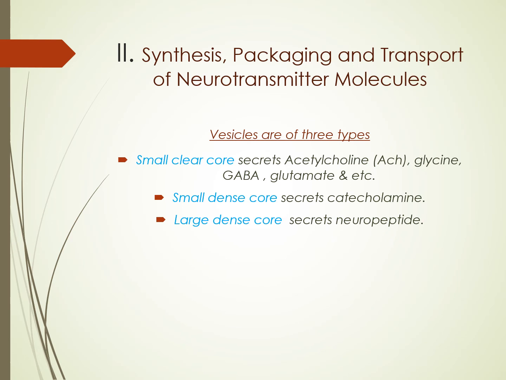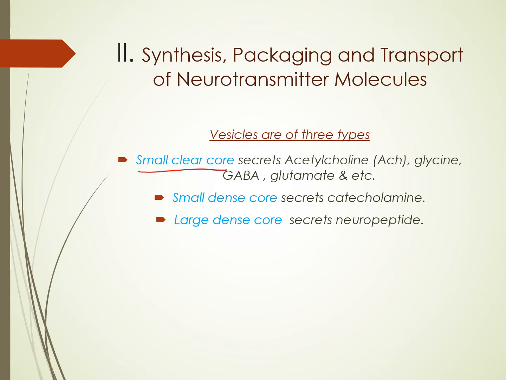In the second phase, we are going into the synthesis, packaging and transport of neurotransmitter molecules. Here the vesicles are of three types. One is the small clear core. Second one is the small dense core and third one is the large dense core. So from small clear core, acetylcholine, glycine, GABA, meaning gamma amino butyric acid, and glutamate are all secreted.